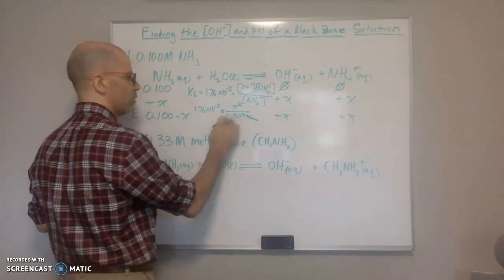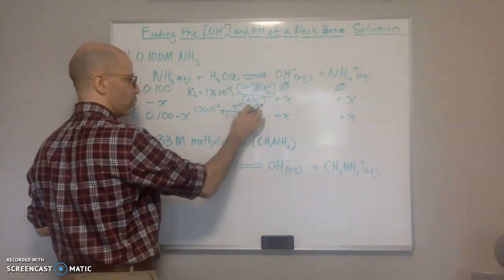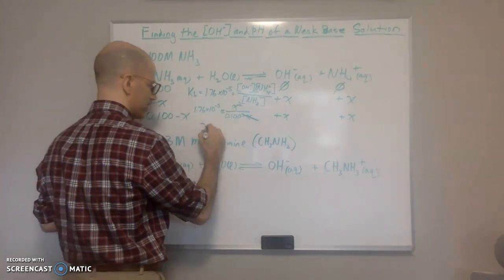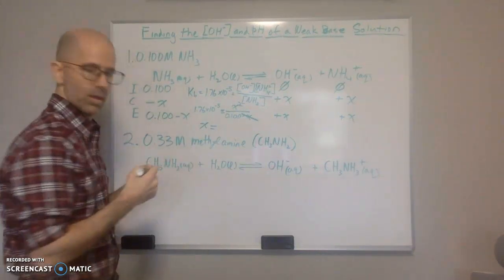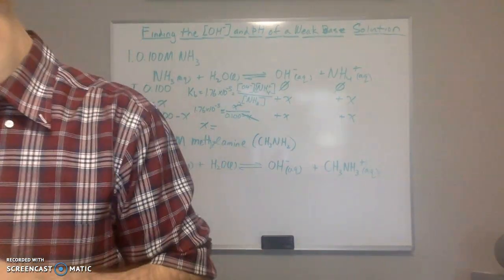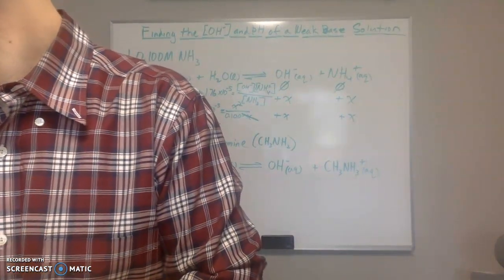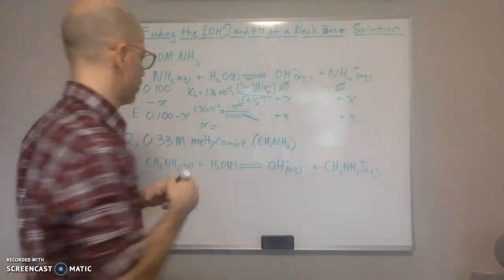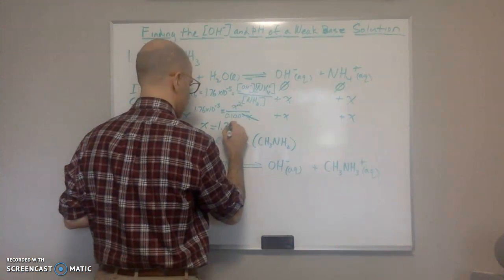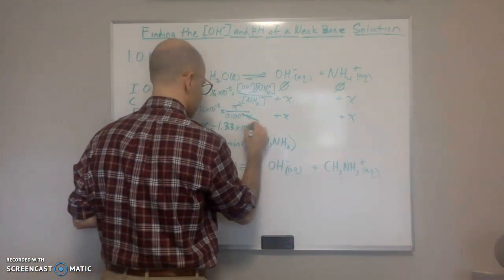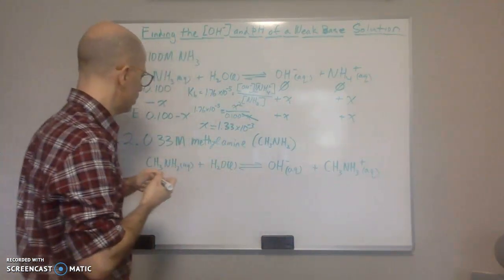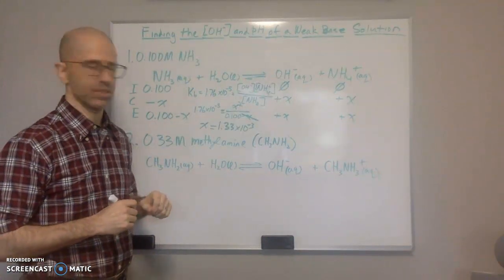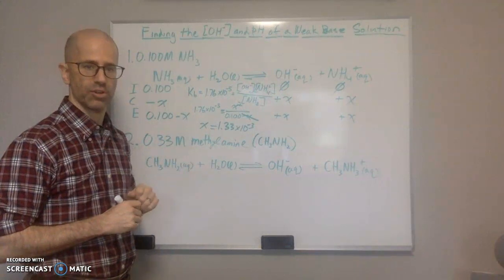Now what we need to do is multiply both sides by 0.1, then take the square root of both sides to get x. When we do that, we get x is equal to 1.33 times 10 to the negative 3. So this is x. X is our hydroxide concentration, so we've got our hydroxide concentration.